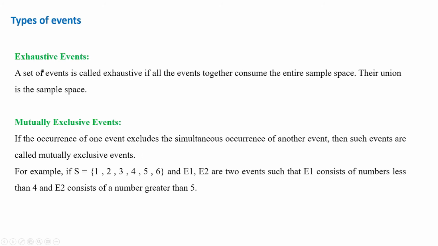And moving on to exhaustive events. A set of events is called exhaustive if all the events together make up the entire sample space. For example, if the event E1 is getting an odd number when a die is rolled, and the event E2 is getting an even number when a die is rolled, then E1 union E2 is equal to the entire sample space S. So such events are called exhaustive events.